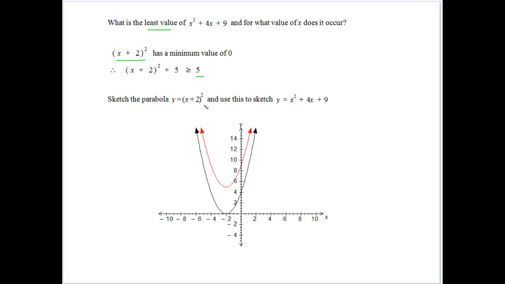So if we sketch (x + 2) all squared, what does that look like? Well, that looks like a parabola, concave up, which touches the axis at x equals minus 2. It's like x squared, and because it's x plus 2, it shifts across 2 units. But if we write x squared plus 4x plus 9 as (x + 2) all squared plus 5, that's that parabola shifted up 5 units. So instead of going through (minus 2, 0), it goes through (minus 2, 5). It's the same parabola, it's just been raised up 5 units.